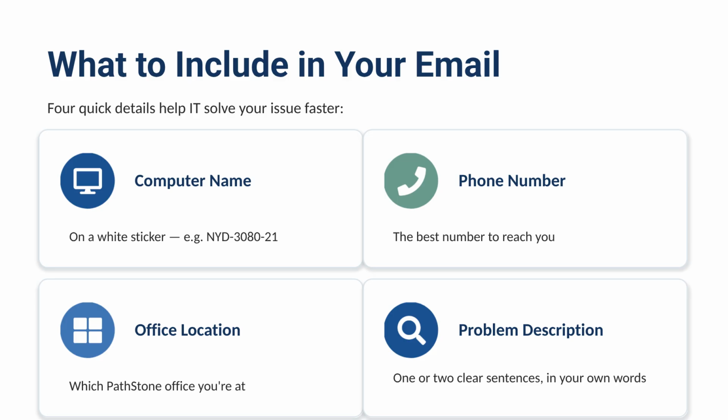Whenever you email the help desk, 4 small details can make a big difference in how quickly you get help. First, your computer name. I'll show you where to find that on the next slide. Second, a phone number where they can reach you if they need to talk it through. Third, the office or location you're working from. And fourth, a clear description of the problem in 1 or 2 sentences using your own words. Something like, "My email won't open and I get an error that says X," is much more helpful than just saying it's broken. The clearer your description, the faster they can fix it.